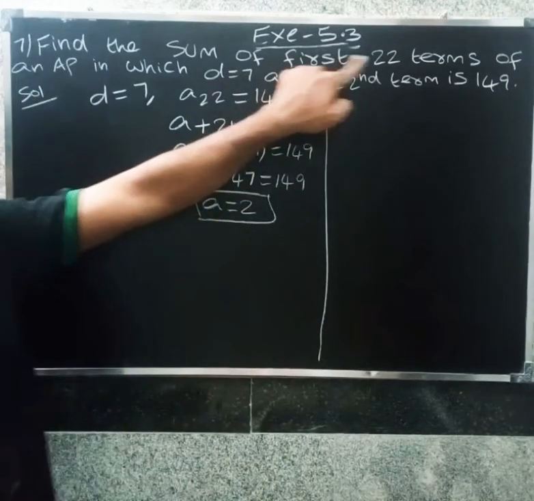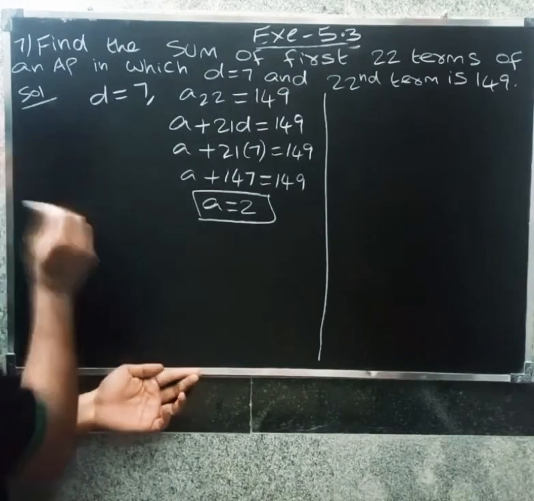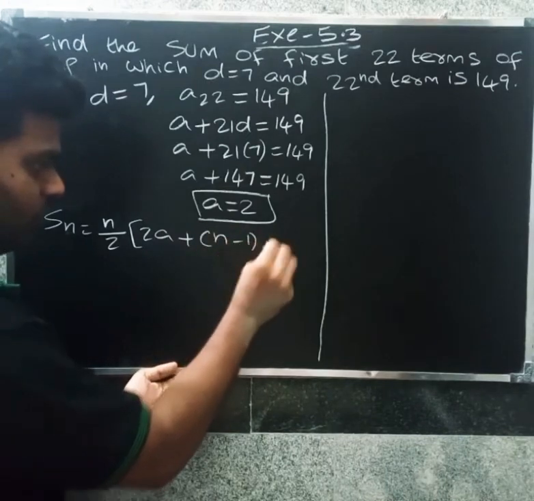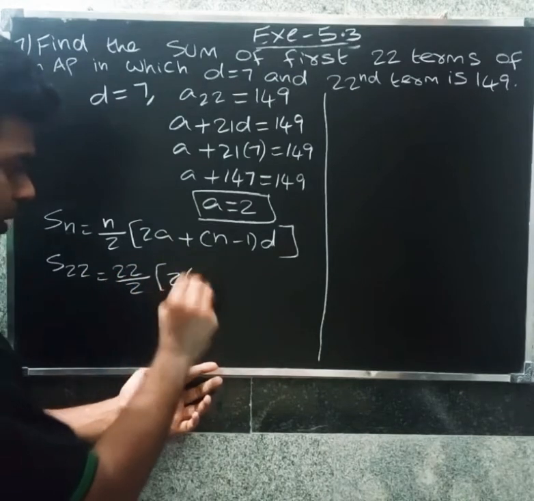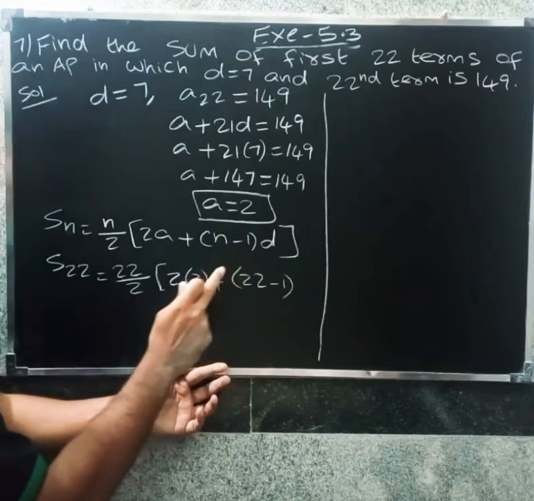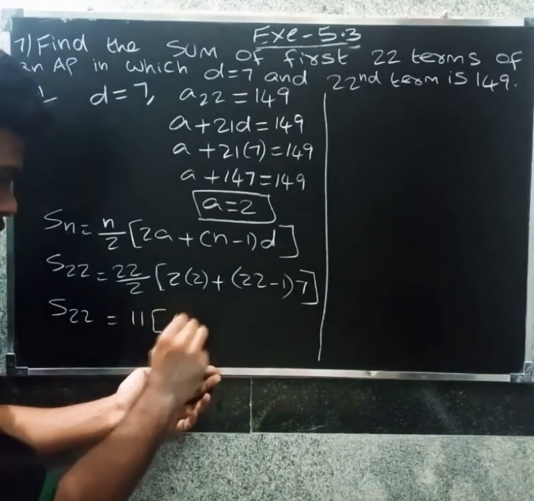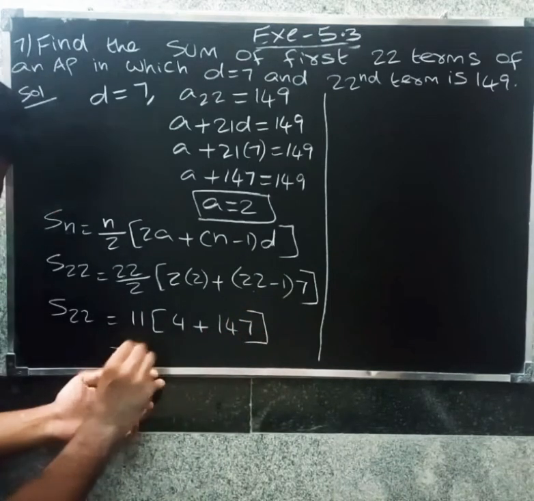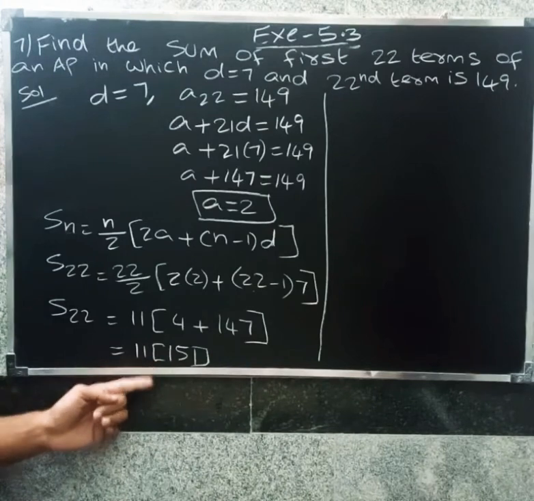Now we can find the sum of first 22 terms. So S22 is equal to. Now the formula for the sum: Sn equal to n by 2 into 2a plus n minus 1 into d. So S22 equal to 22 by 2 into 2a, so 2 into 2 plus 22 minus 1 into d, the value of d is 7. So S22 equal to 11 into 4 plus 21 into 7, which is 147, so 11 into 151. Now 151 into 11, multiply to get the answer.